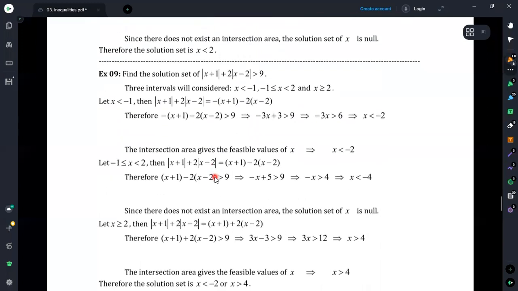And in a similar manner, you can try the next example. I have provided the answer for the next example.